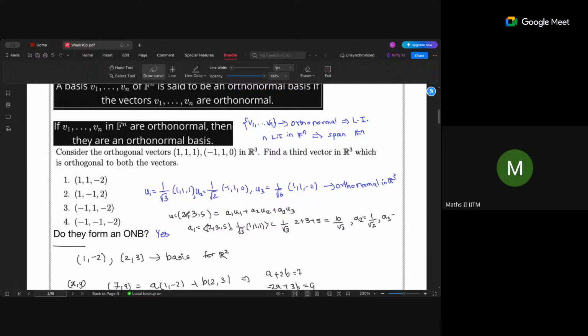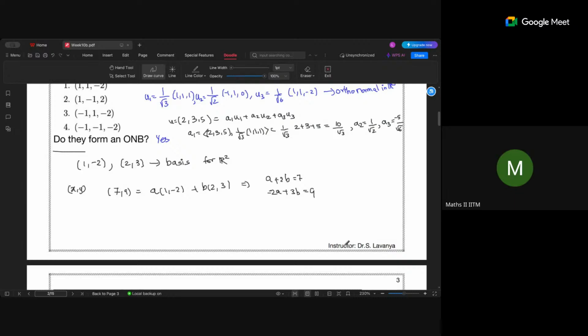2 plus 3 minus 10. So you have minus 5 by root 6. So you see that we computed the coefficients so easily. We did not have to solve any system of linear equations. We found the coefficients very easily. Right? Now you can see what's the advantage, right?